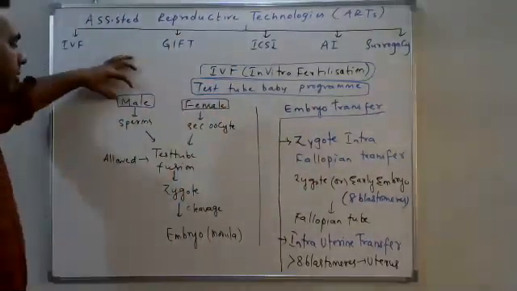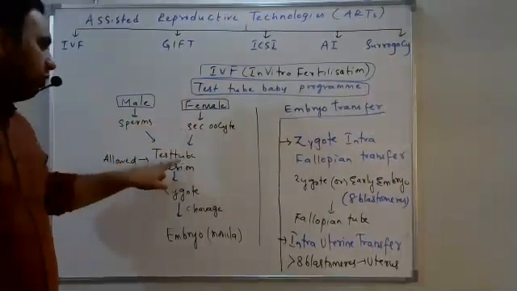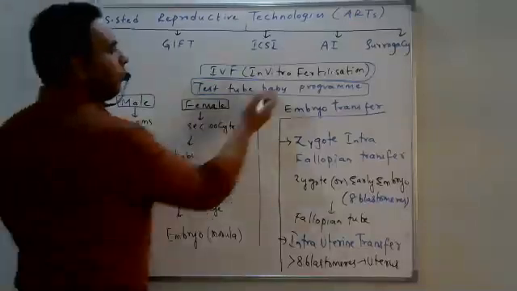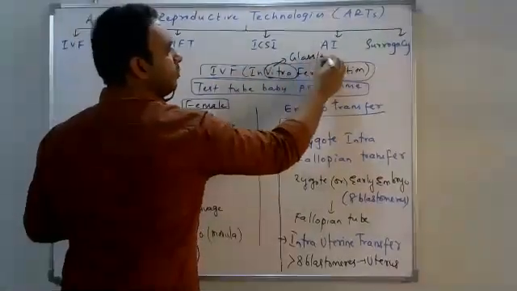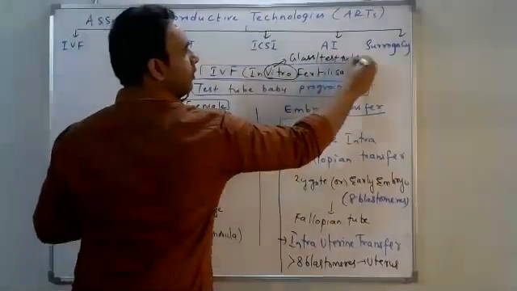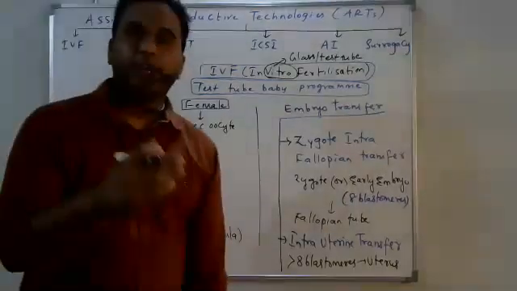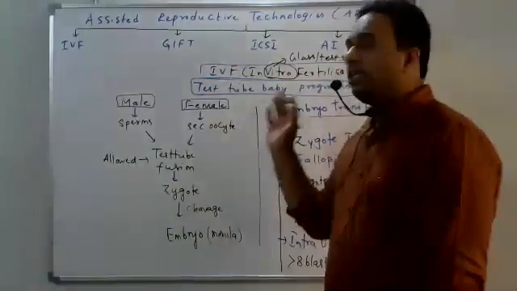In this, from the male, sperms are collected, from the female, secondary oocyte is collected, and we allow for the fusion in the test tube in the laboratory. See, in vitro means glass. Glass means test tube. In vitro means in the laboratory, test tube conditions. The fusion in test tube.